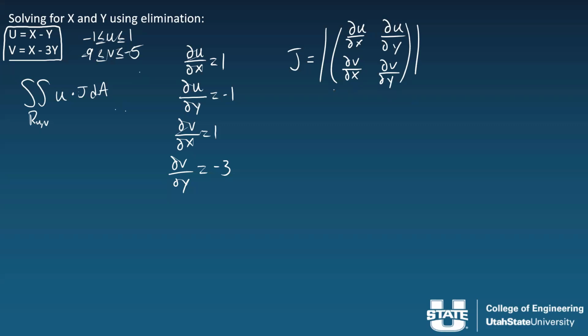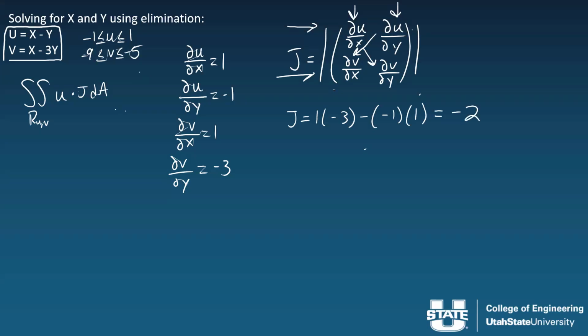Since we took our partials of the functions u and v with respect to the variables, it's going to look like this, where we have the functions there and the variables as the columns. Then we take the determinant, which is du dx times dv dy minus du dy times dv dx. So we have 1 times minus 3 minus minus 1 times 1, which results in minus 2.